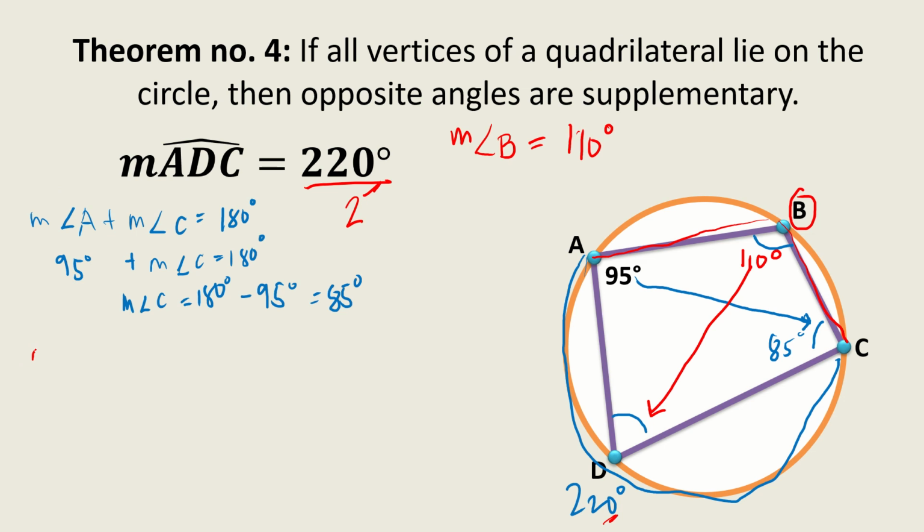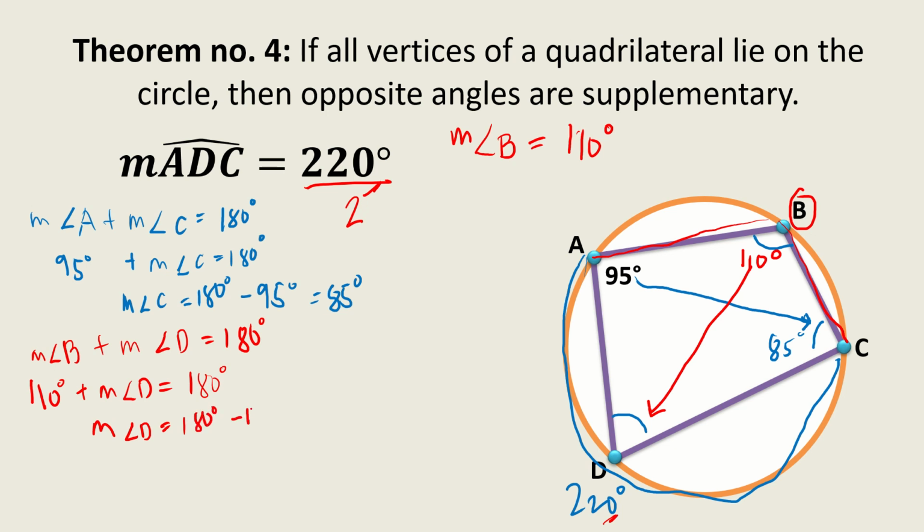So, pwede natin sabihin na the measure of angle B plus the measure of angle D is equal to 180 degrees. So, measure of angle B natin na nakuha natin is 110 degrees plus the measure of angle D is equal to 180 degrees. So, lipat si 110 sa kabila, magiging the measure of angle D is equal to 180 degrees minus 110 degrees. So, the measure of angle D is equal to 70 degrees.